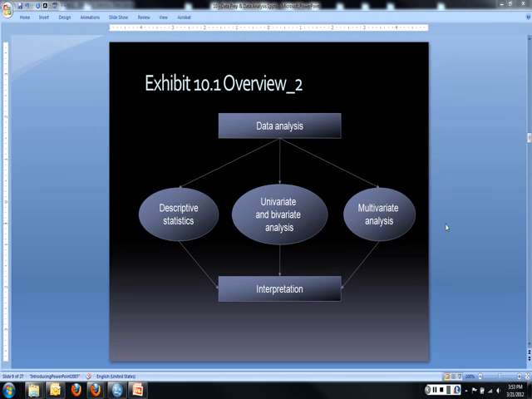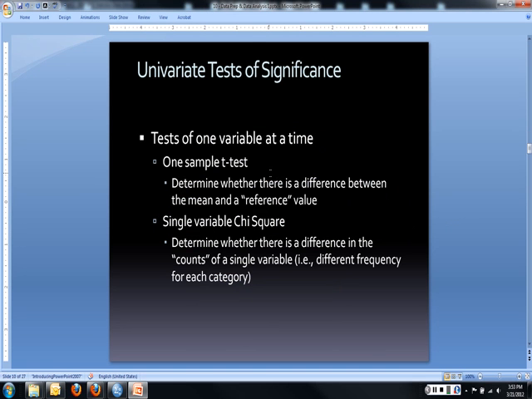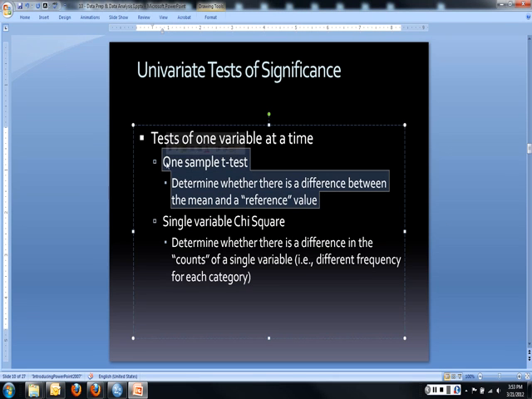You might wonder, how could you analyze one variable on its own? Usually when we think about analysis you think about correlations and regressions and things like that. But there are actually two really important tests that we'll look at in this session. The first is a one-sample t-test. With a one-sample t-test you're trying to determine whether there's a difference between the mean value for a variable and some reference value.